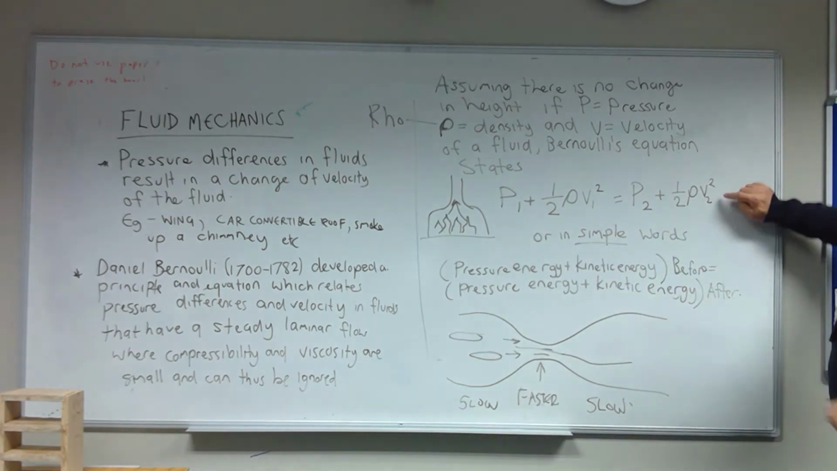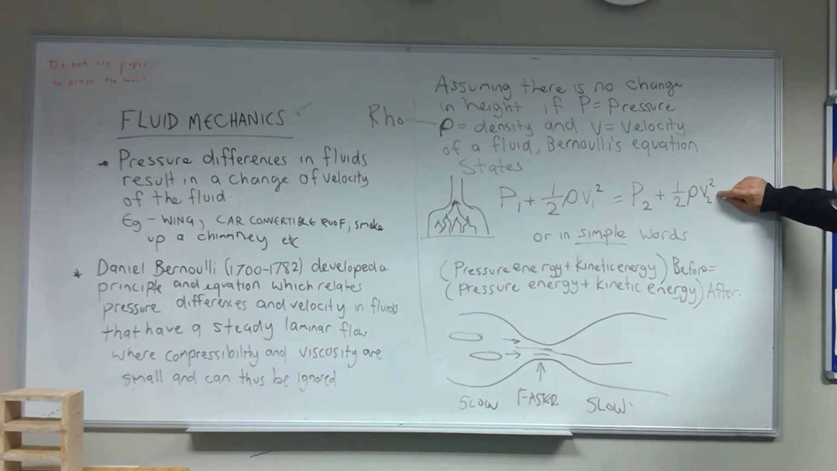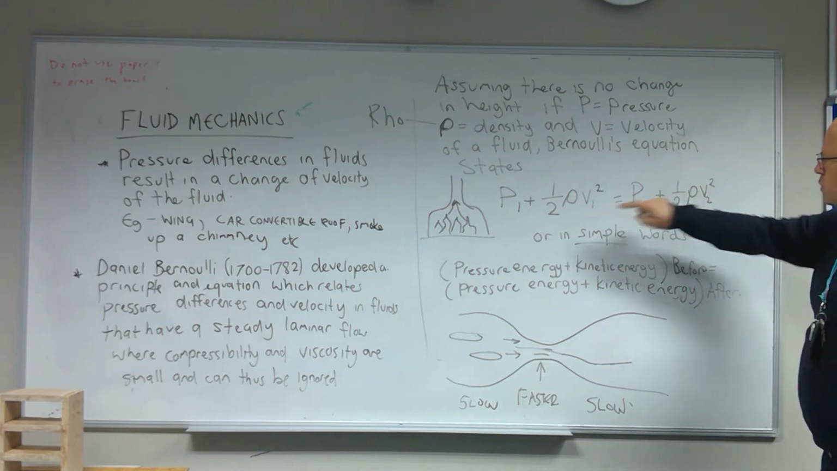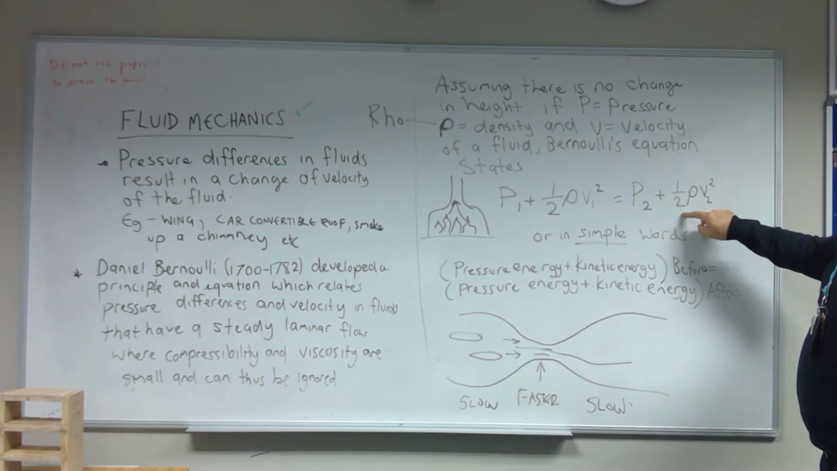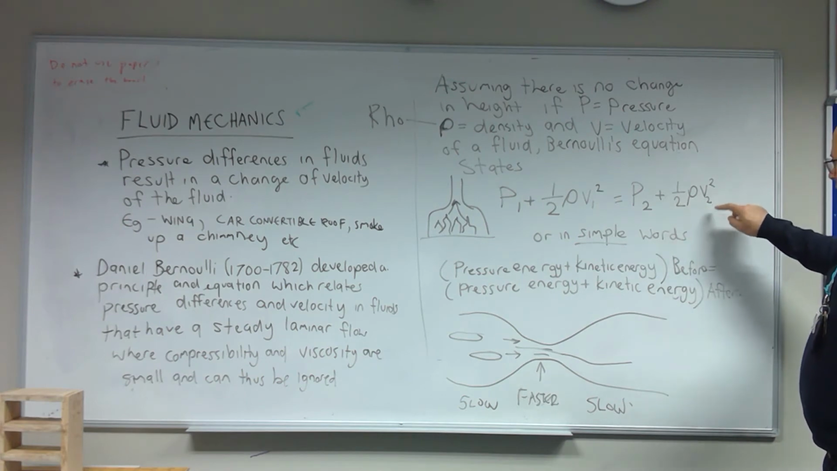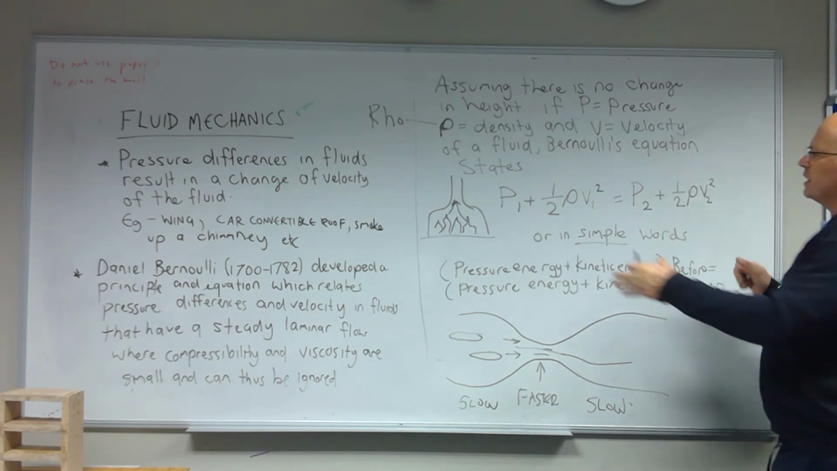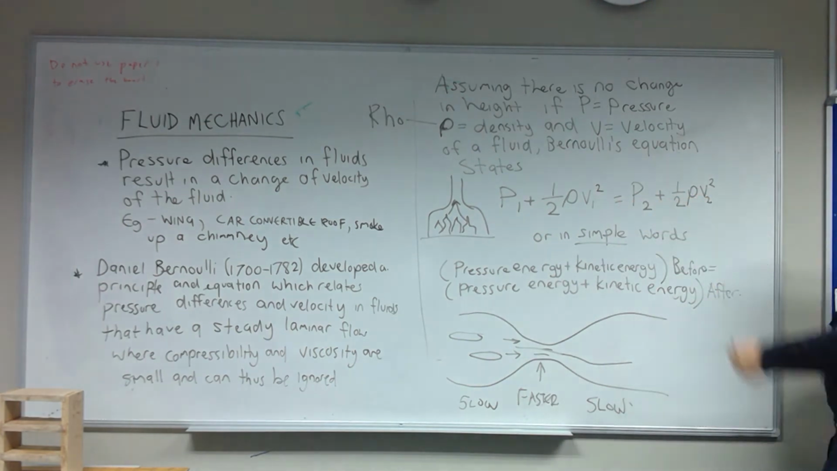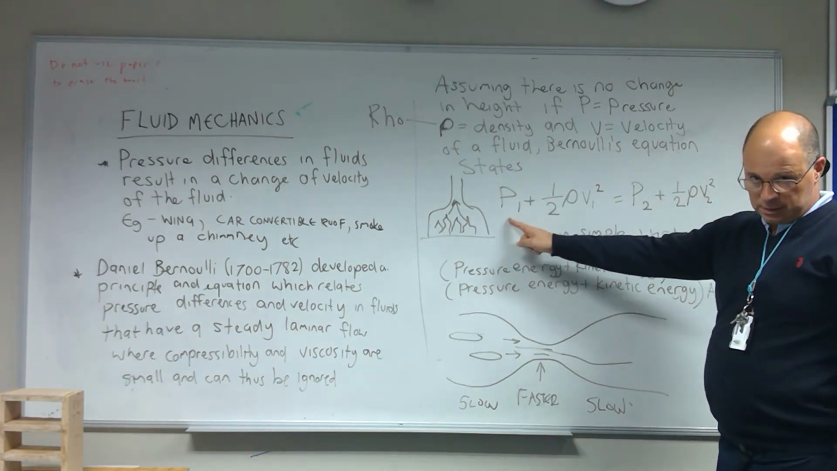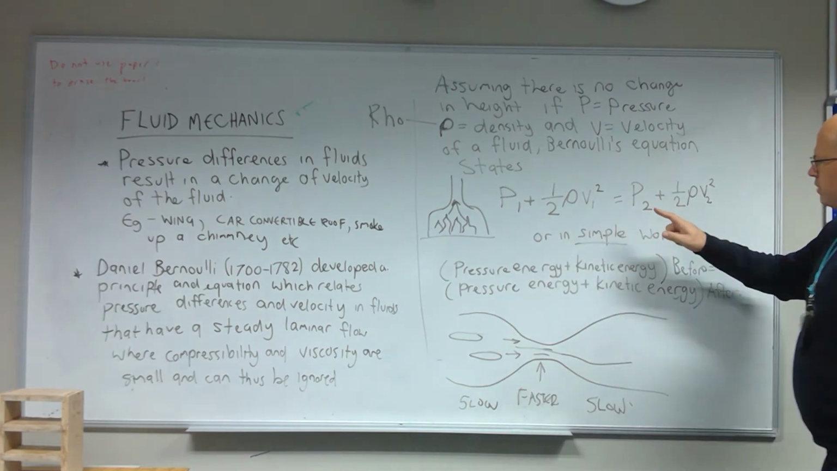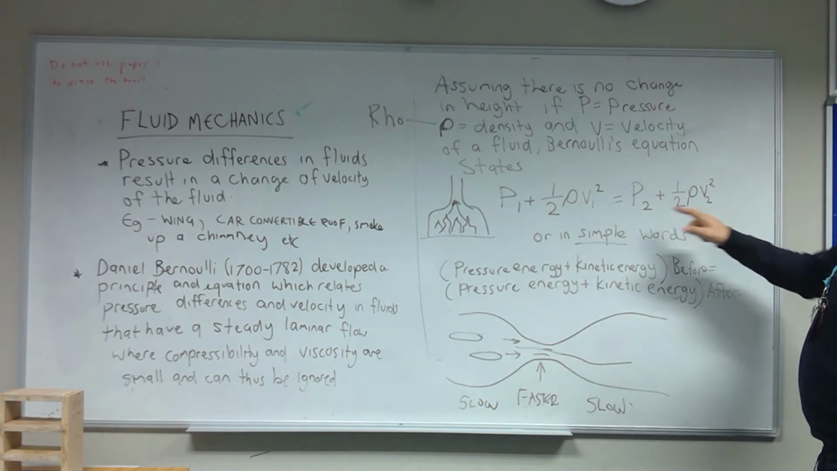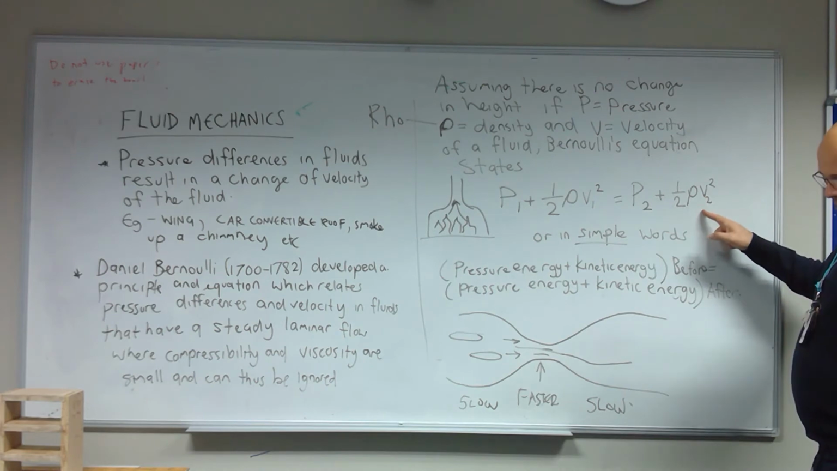Now, if we have a change in velocity, V1 and V2 will not be equal. P2 plus half rho V2 squared is the other side, so basically, this side of the equation equals this side. So if pressure goes up, this has to go down. If this goes down, this has to go up. So when the pressure goes down, the velocity has to speed up.